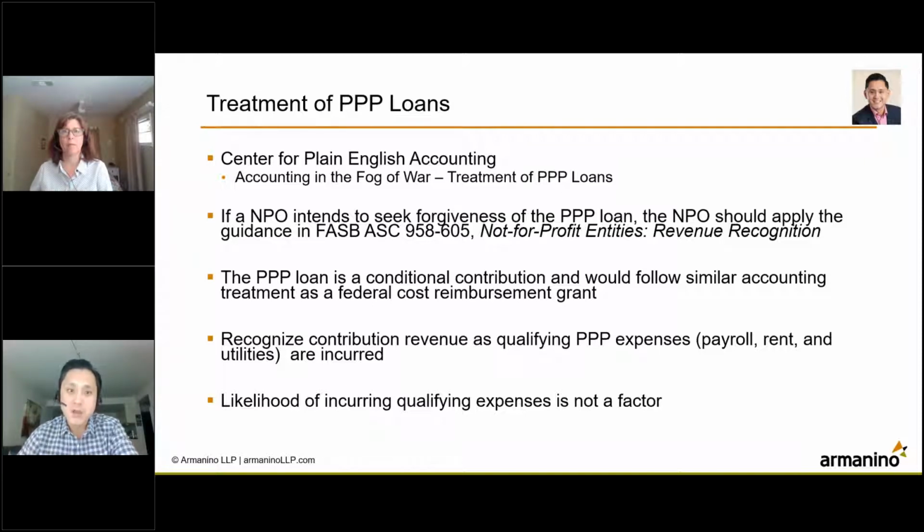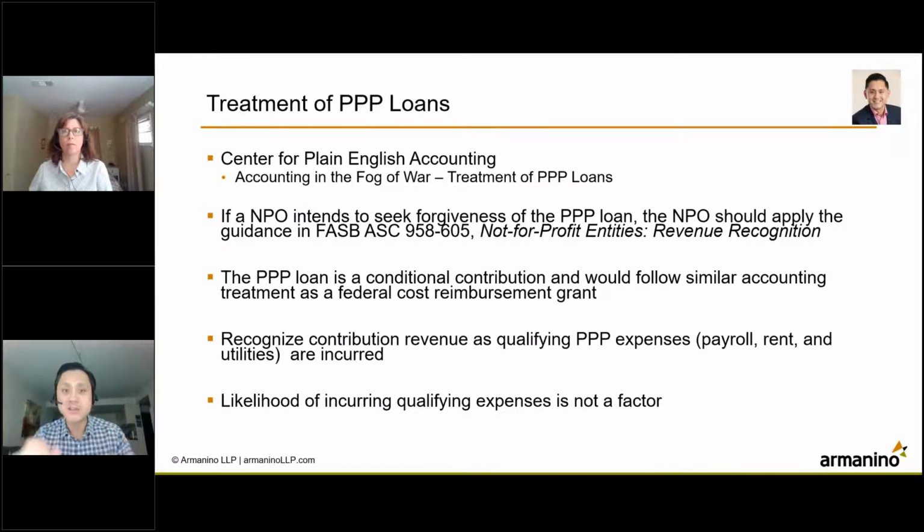It's an aptly titled white paper because lately accounting and the world around us really have been cloudy, murky, and uncertain. So based on that white paper, the guidance states that if a nonprofit intends to seek forgiveness of the loan, then the nonprofit should follow ASU 2018-08. And that loan, the portion that's expected to be forgiven, essentially will be treated as a conditional contribution.